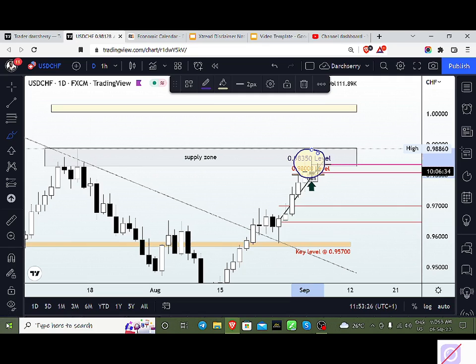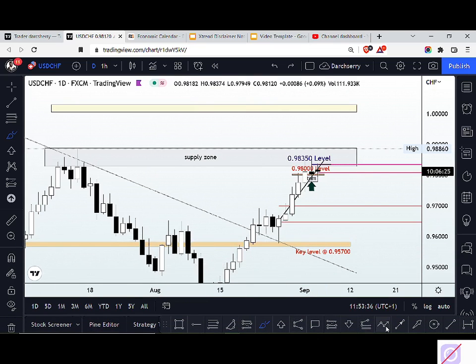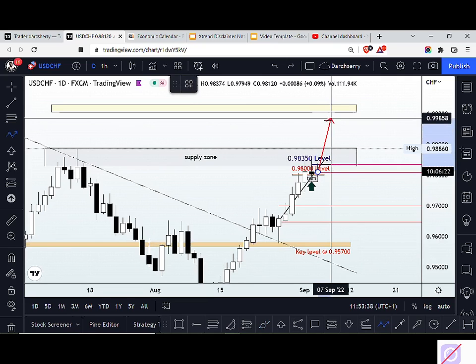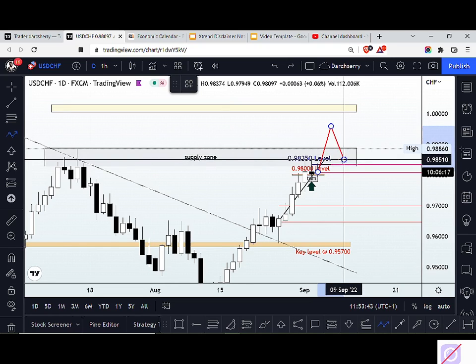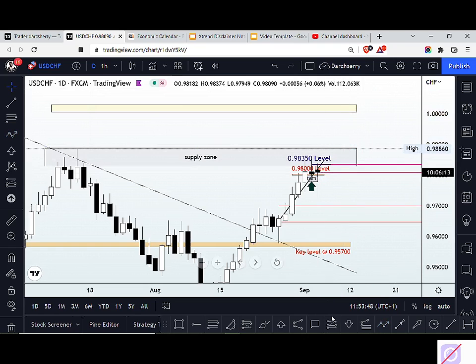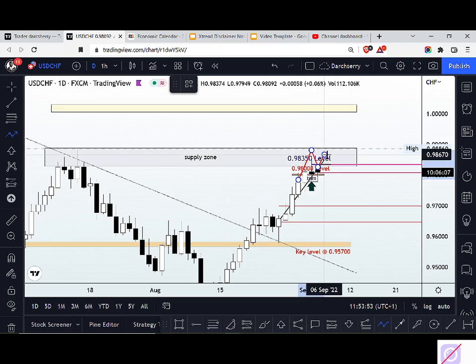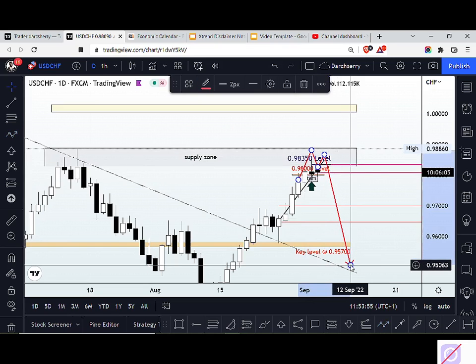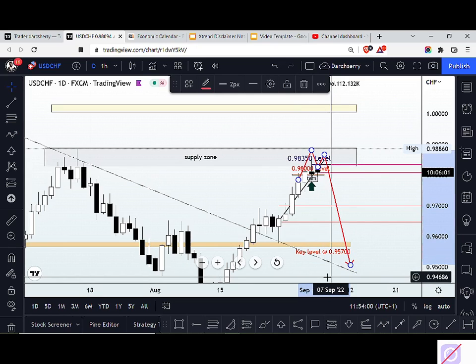So what we want to be doing now is to see how the participants are actually relating with this area to be able to determine if we are going to be seeing a breakout of the structure to give us a signal of a trend continuation to the upside, where a retest will give us further confirmation to join the rally. That is one scenario. Or is price going to respect the supply zone one more time with probably a reversal pattern here to send price crashing to the downside to retest the key level at the 0.95700 area?